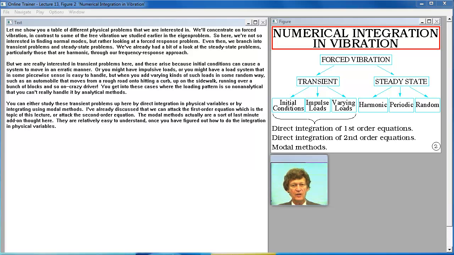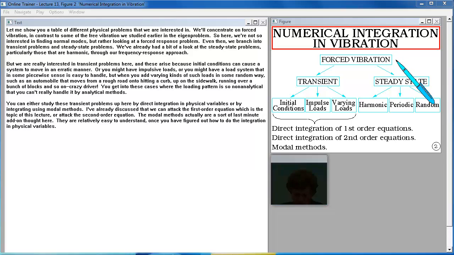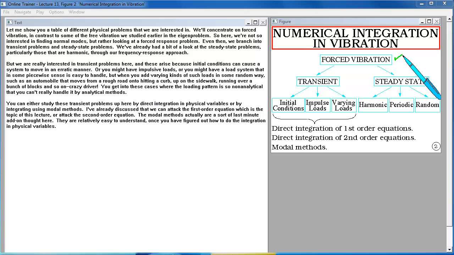Let me show you a table of different physical problems that we're interested in. We'll concentrate on forced vibration in contrast to some of the free vibration we studied earlier in the eigen problem. So here we're not so interested in finding normal modes, but rather looking at a forced response problem. Even then we branch into transient problems and steady state problems. We've already had a bit of a look at the steady state problems, particularly those that are harmonic, through our frequency response approach.